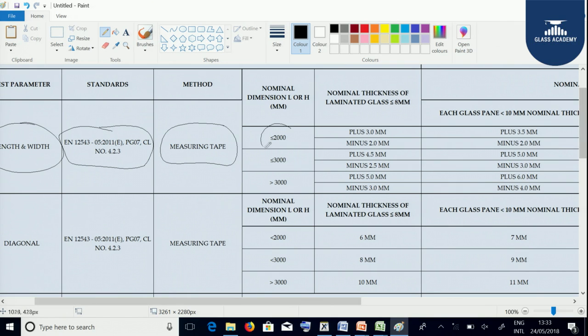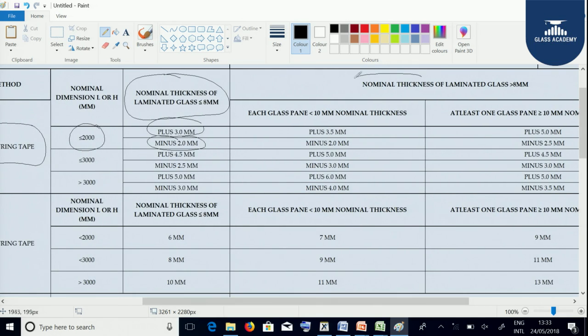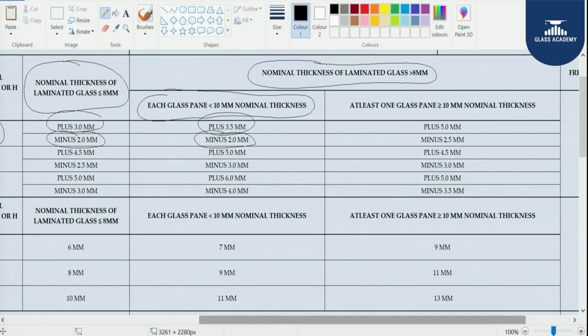If my panel size is less than or equal to 2000 and my nominal thickness of the laminated glass is less than or equal to 8 mm, plus 3 mm is allowed or minus 2 mm is allowed. Or if the nominal thickness of laminated glass is more than 8 mm, that is each glass pane is less than 10 mm nominal thickness, then plus 3.5 mm is allowed and minus 2 mm is allowed. And for at least one pane of glass more than 10 mm nominal thickness, plus 5 mm is allowed and minus 2.5 mm is allowed.